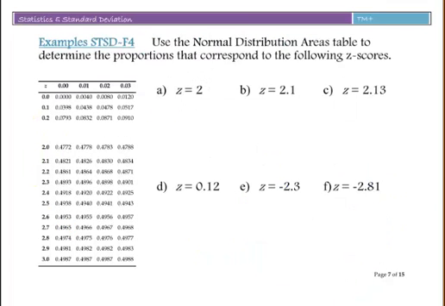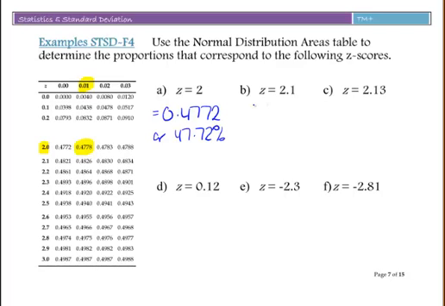So let's look at some examples. Use the normal distribution areas table to determine the proportions that correspond to the following z-scores. And I have extracted a part of the table so I can aid in explaining it. So z is 2. So I just go down to 2, and there's no other decimal points, so my proportion is straight off 0.4772 or 47.72%.